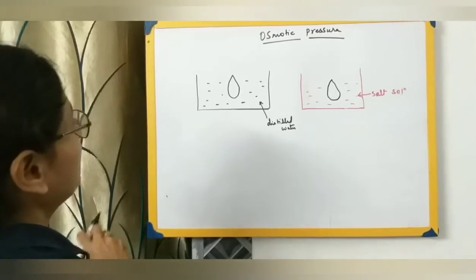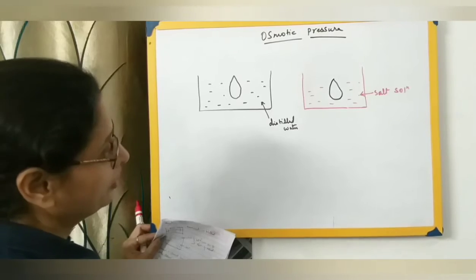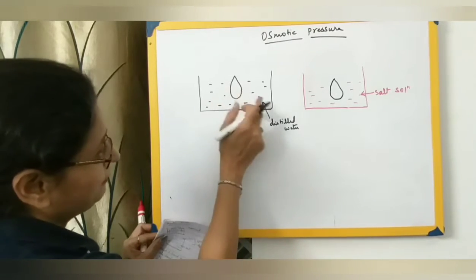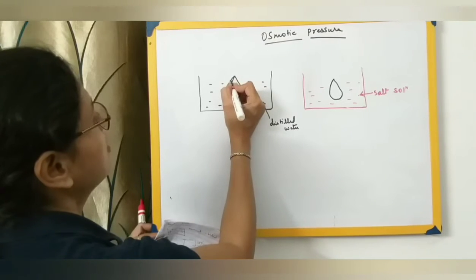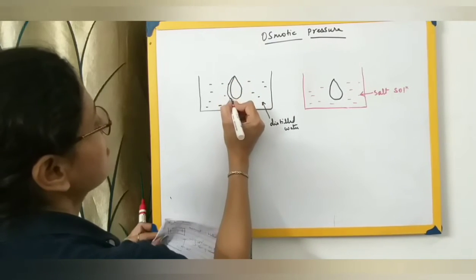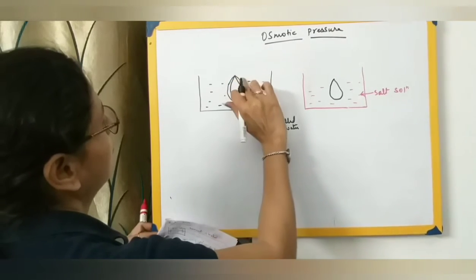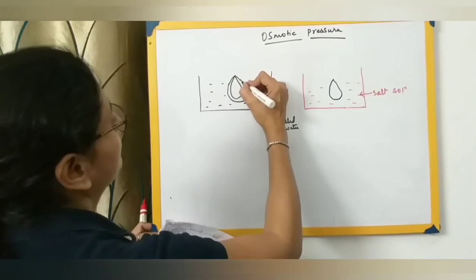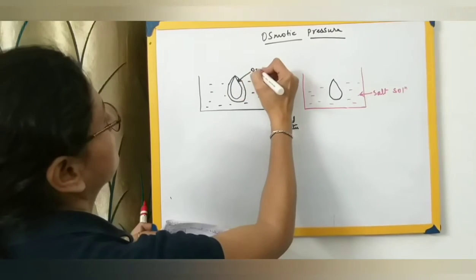Now here we'll find, because it is containing the distilled water, that means the solvent particles are more. So this egg will take up the water molecules, that is the solvent molecules, and the size of this egg will swell up. The size becomes bigger. So this was the, look here. So this was the original size.